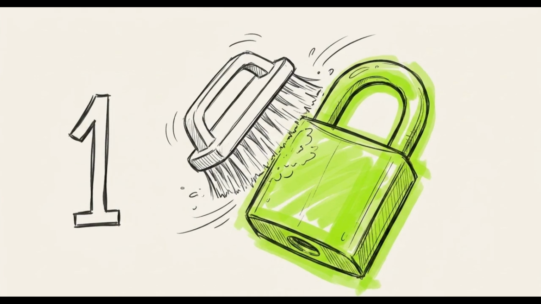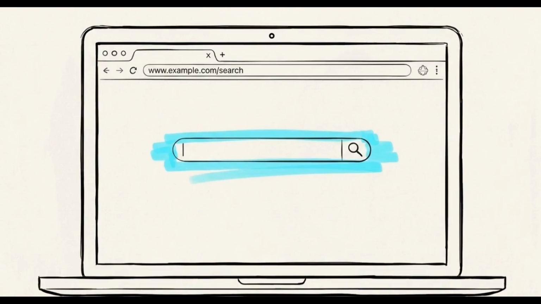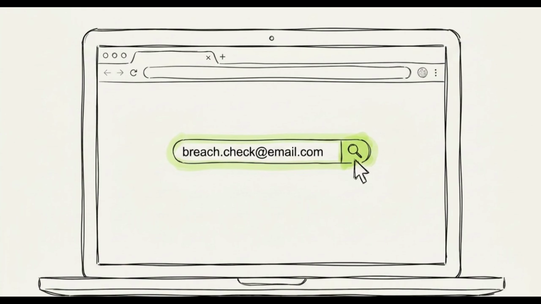Automated password spray tools work by feeding millions of real passwords from previous data breaches into login pages to see which ones still work. Open a new tab and navigate to a breach database like Have I Been Pwned? Input your email address to see if your credentials have been leaked.